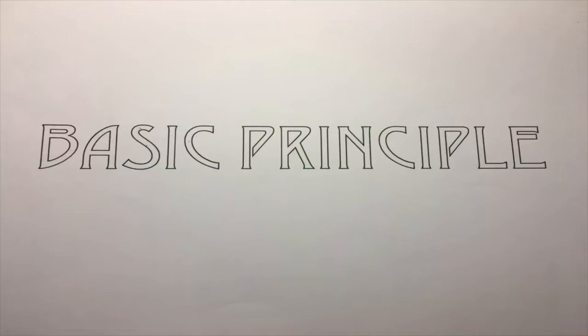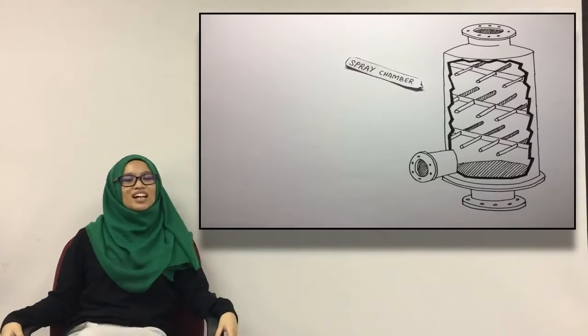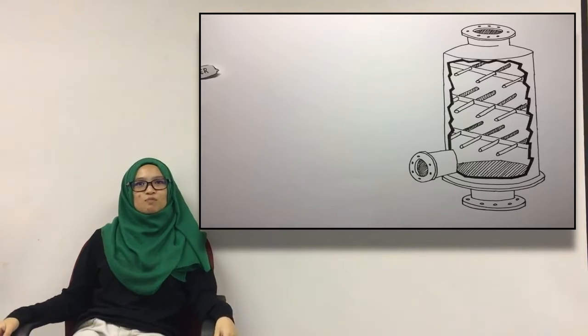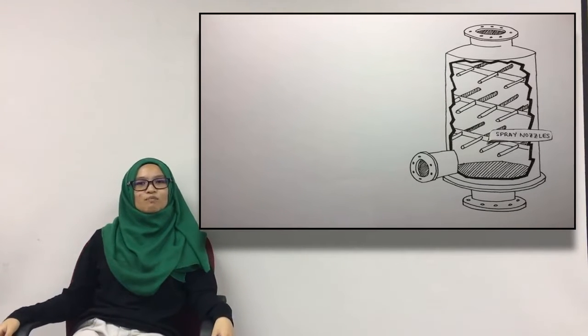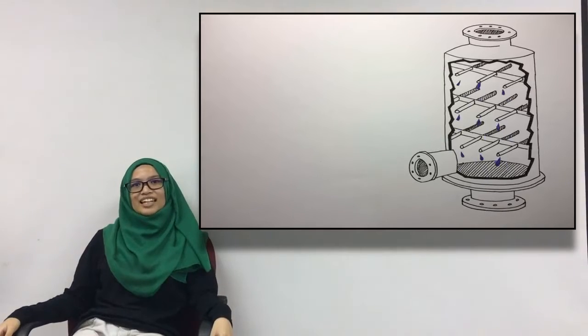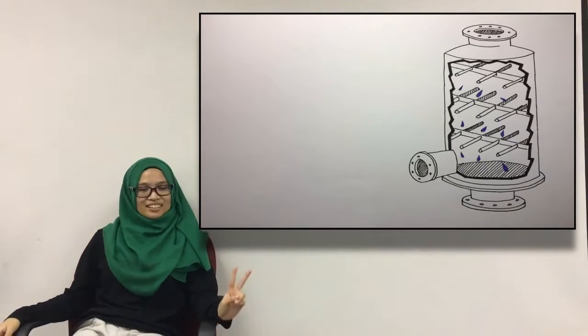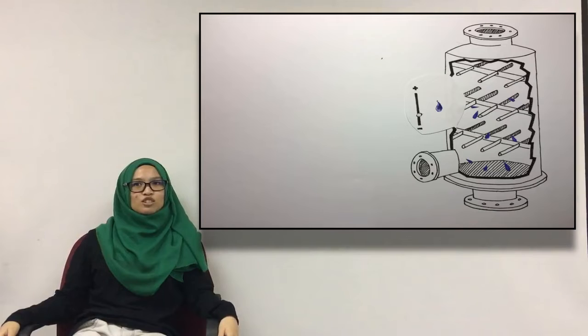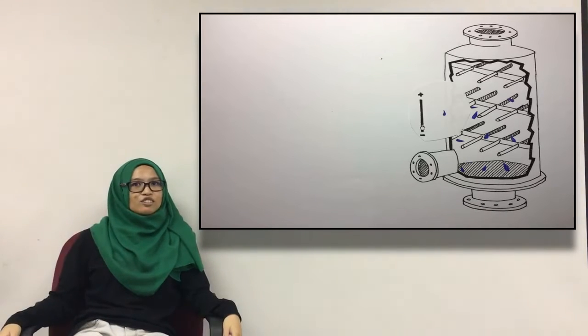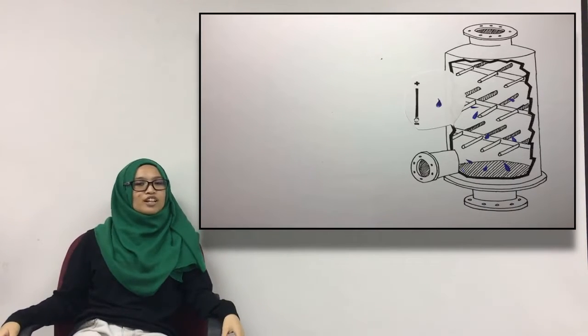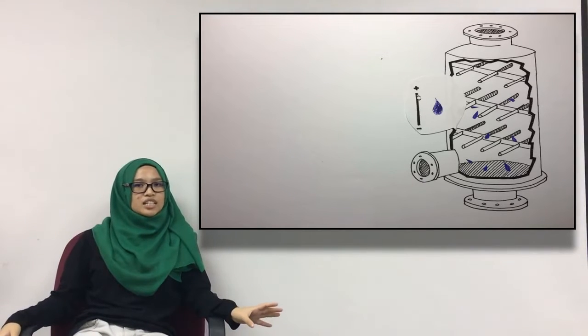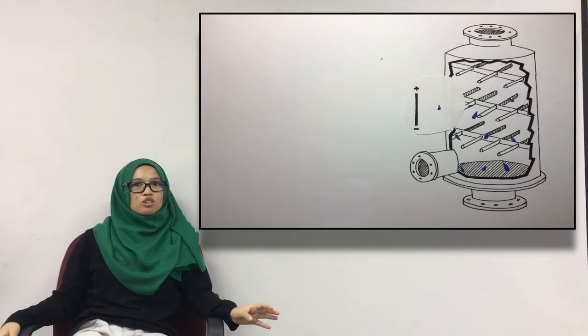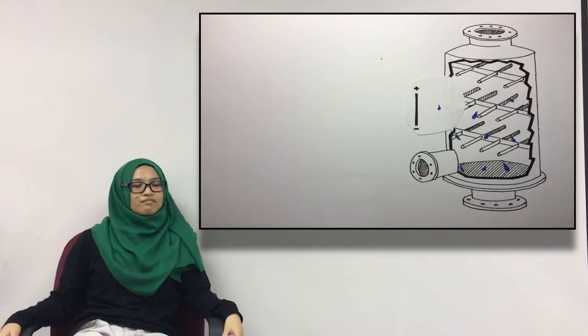Basic principle. Hi, so this is the basic principle of the spray chamber. First, water is sprayed or dispersed in fine droplets through a sprayer or nozzle at the top of the chamber. Second, the droplet size is controlled to optimize particle contact and droplet separation from the gas stream, where the gas stream is fed tangentially from underneath, forming a countercurrent flow.